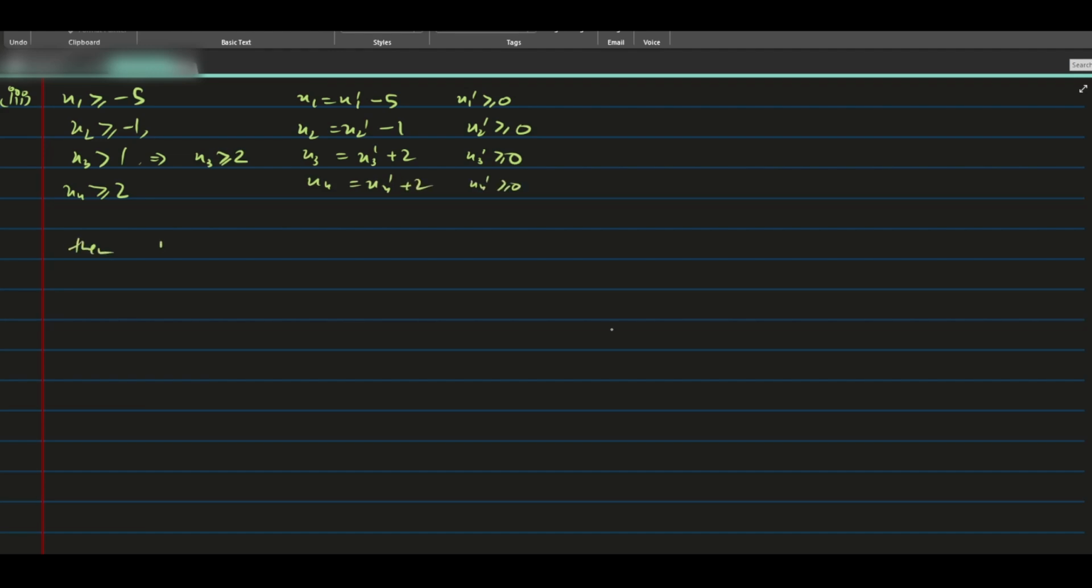Then the equation x1 plus x2 plus x3 plus x4 simplifies to x1 prime plus x2 prime plus x3 prime plus x4 prime equal to 32. Therefore, the number of solutions to this equation is 32 plus 4 minus 1 choose 4 minus 1. That is 35 choose 3. This is our desired answer.